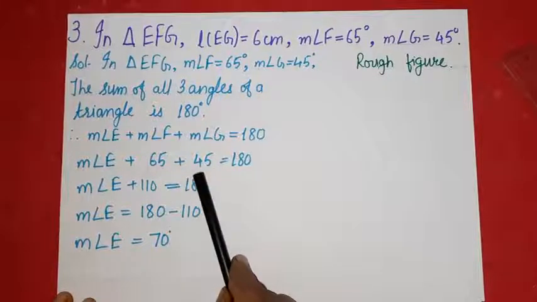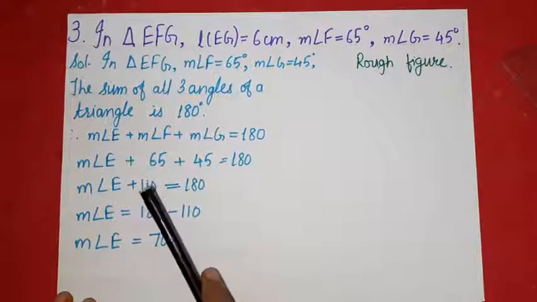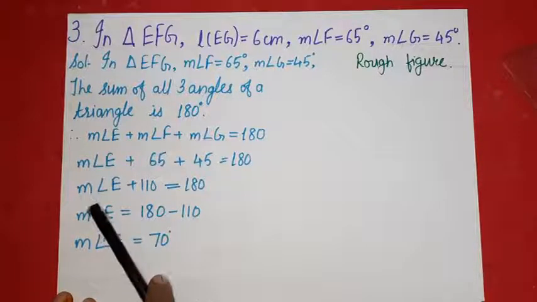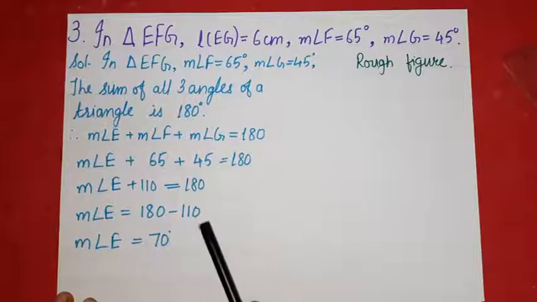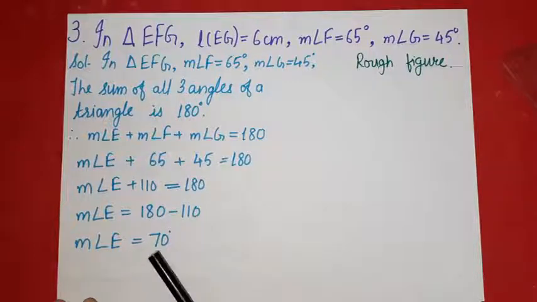The sum of 65 degrees and 45 degrees is 110 degrees. As 110 is in addition on the left hand side, it comes in subtraction on the right hand side. 180 minus 110 is 70 degrees. That is, now we got the measure of angle E as 70 degrees.